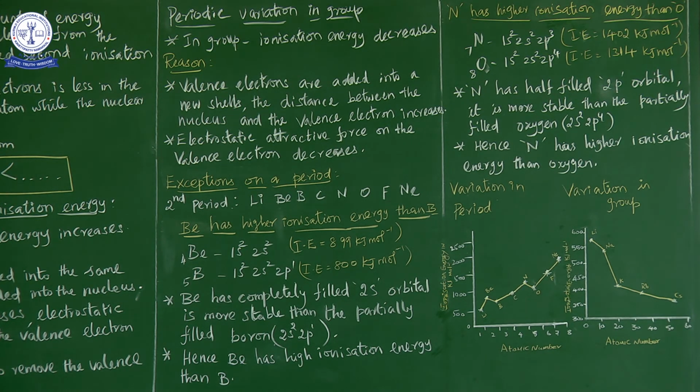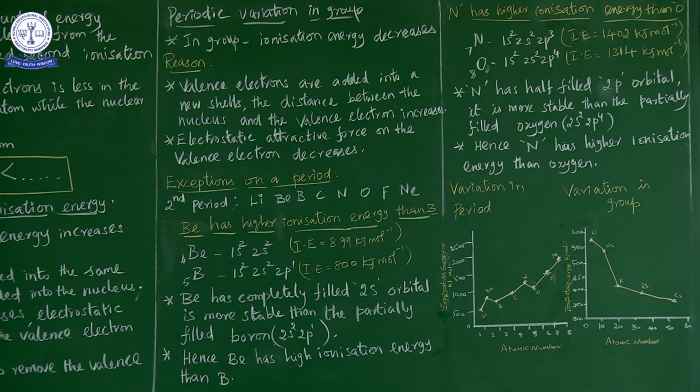So what is the reason for the decrease in ionization energy in a group? What is the reason for group wise decrease? Already, for atomic radius, we said the reason for the change along the period. Using the reason for that atomic radius change, what did we explain?